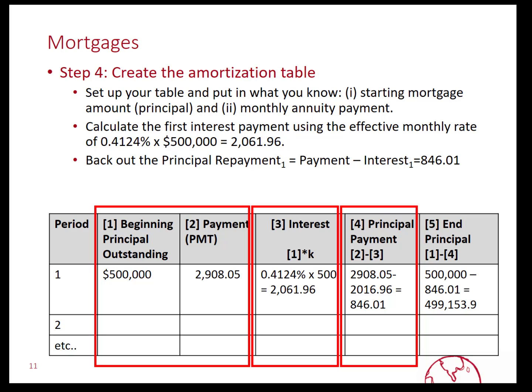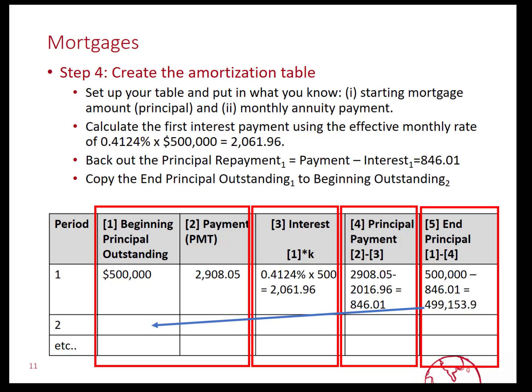So at the end of the first period, our balance has been reduced to $499,153. This becomes the beginning principal amount for the second period. So you just continue to fill it in, using the end principal amount to be the principal amount at the start of the next year. Your payments are equal amounts. You have to recalculate the interest portion, you recalculate the principal portion, and then you can figure out the end amount outstanding.